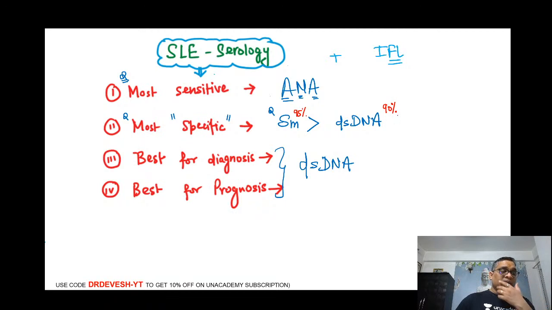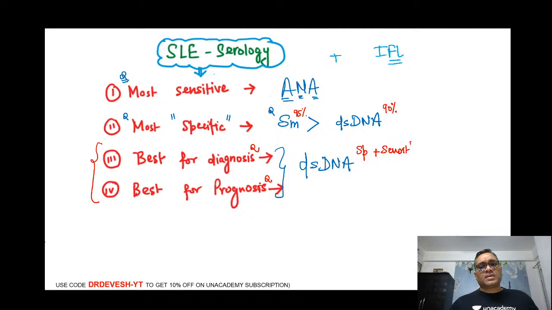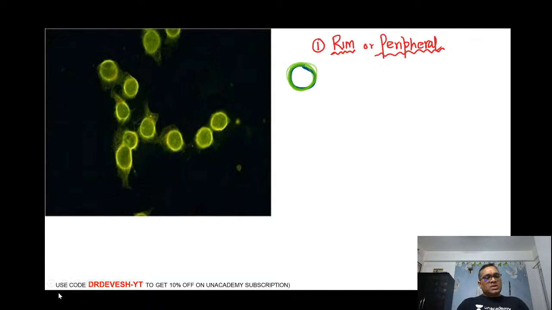So specificity is very high in this Smith antibody, but double-stranded DNA antibody is good for the diagnosis as well as prognosis, right? So this point we have to remember. Why is it good for diagnosis? Because for double-stranded DNA, specificity and sensitivity both are very high, whereas sensitivity is very low in case of Smith antibody. That is why for diagnosis and prognosis, both ways SLE is best diagnosed by the double stranded DNA. Clear? Done?